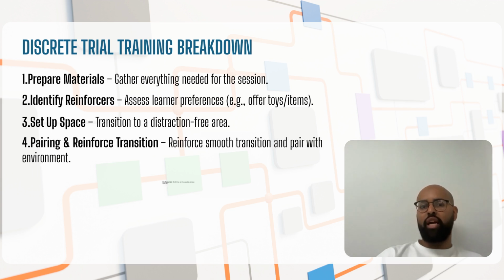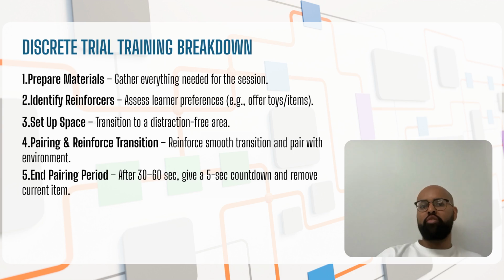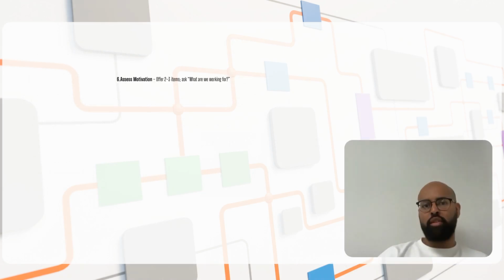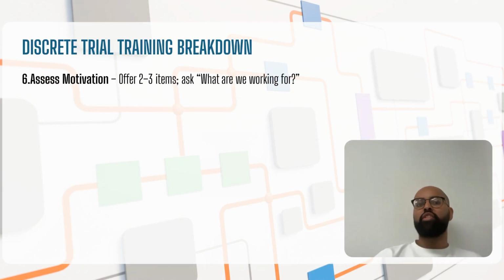Step 5. After approximately 30 seconds to a minute of pairing, give the learner a 5-second countdown and take the reinforcer they are engaged in. Step 6. Assess learners' motivation by holding up 2 to 3 items and stating, "What are we working for?" or "What do you want?" If they reach for an item, point to it, or even label it, that is them stating what they are motivated for. Do not give them the reinforcer yet.